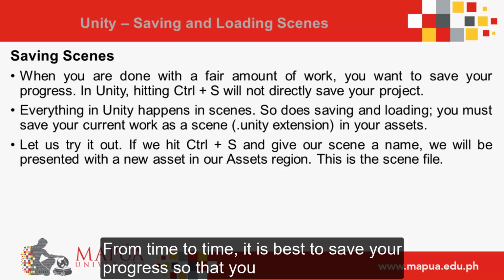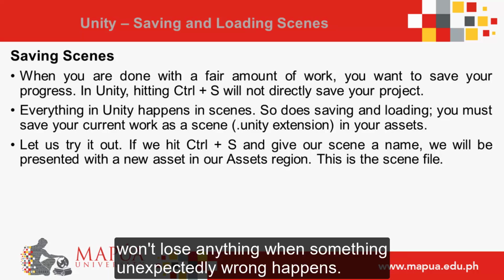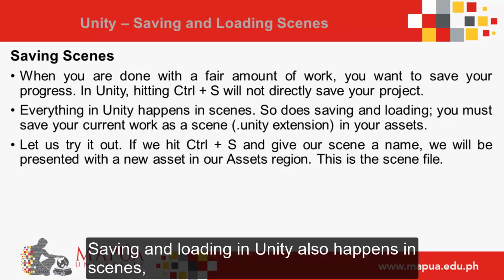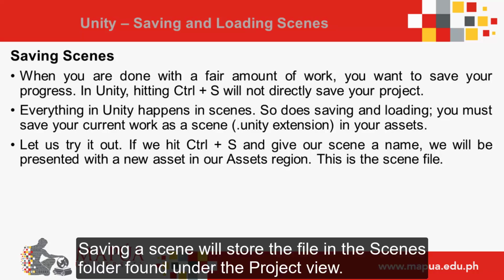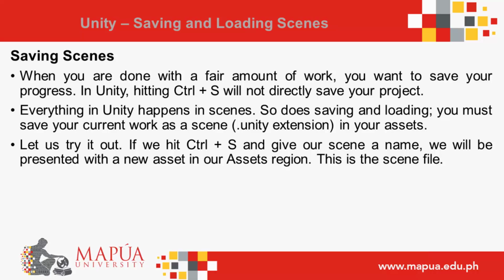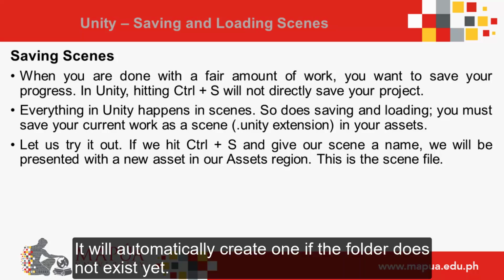From time to time, it is best to save your progress so that you won't lose anything when something unexpectedly goes wrong. Saving and loading in Unity also happens in scenes, so hitting Ctrl+S will only save the scene but not the Unity project. Saving a scene will store the file in the Scenes folder found under the project view. It will automatically create one if the folder does not exist yet.